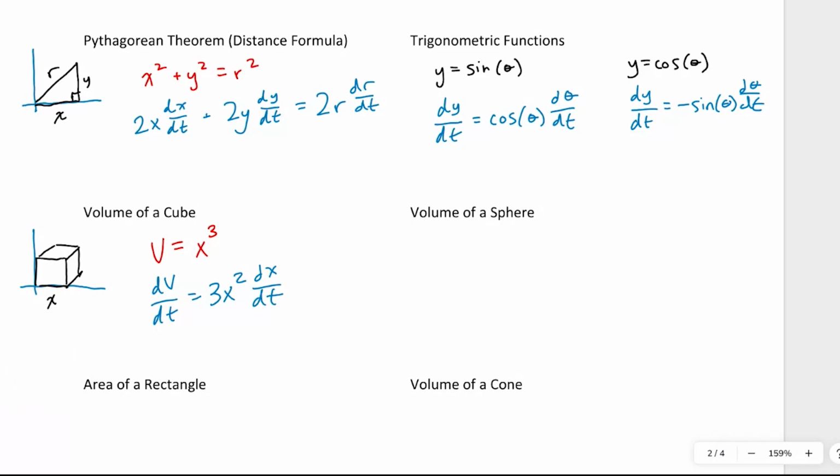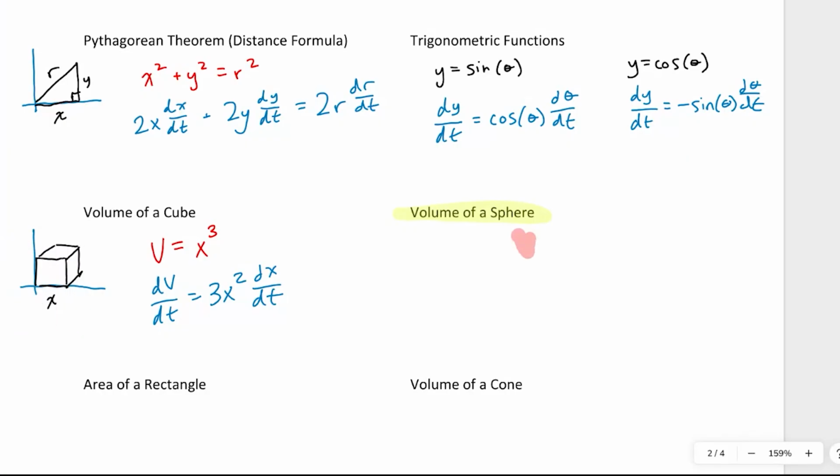All right, volume of a sphere. This is one you don't have to know. Okay, you do not need to memorize volume of a sphere. If this is ever one that's given to you on the AP test, you don't have to know this formula. They'll give it to you. Okay, so I'm just going to give this to you.